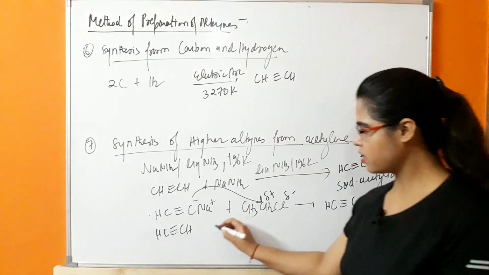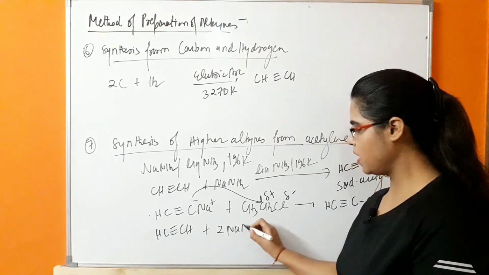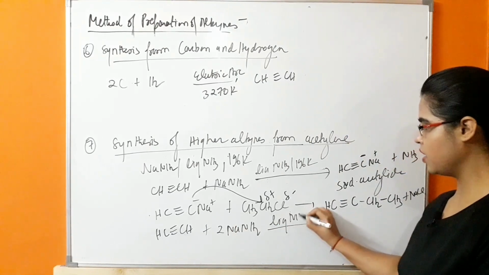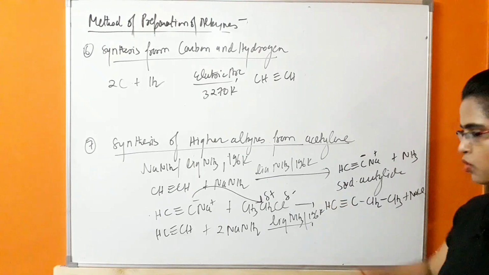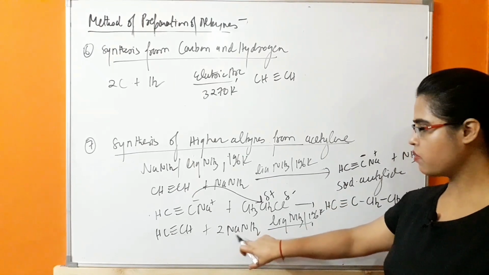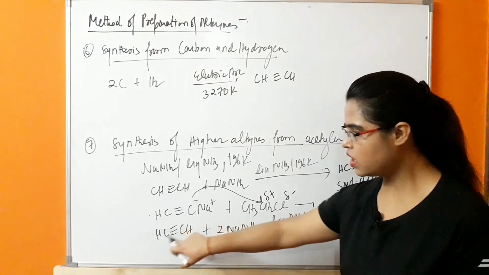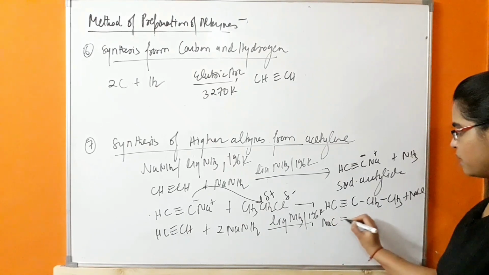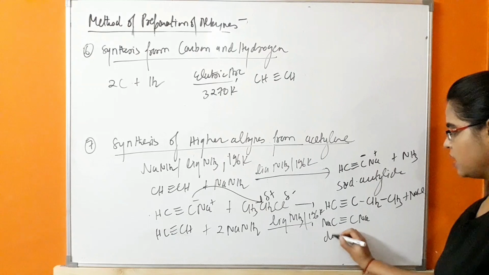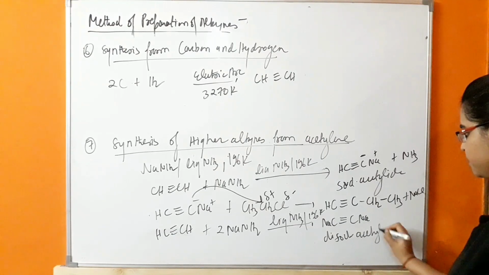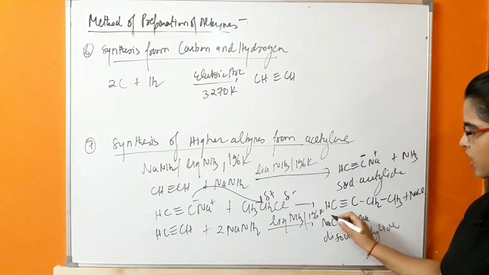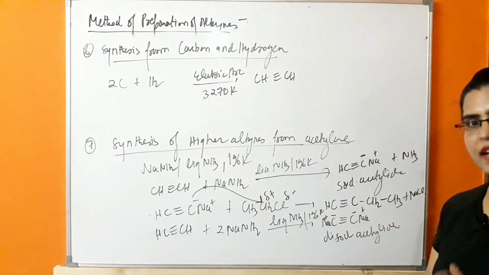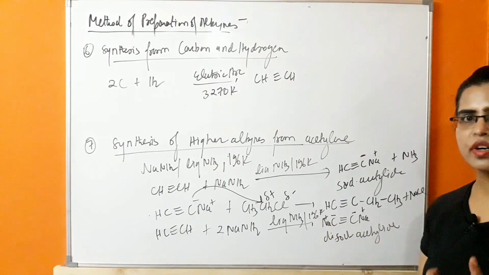Similarly, in this case we take two molecules of NaNH2 in the presence of liquid ammonia at 196 Kelvin. Since two molecules of NaNH2 are present, both hydrogens will be replaced by sodium, so disodium acetylide will be formed. This is disodium acetylide. In this case also there will be a negative charge on both carbons and a positive charge on the sodium, because sodium is highly electropositive. Because of that, the sodium-carbon bond is highly polar.